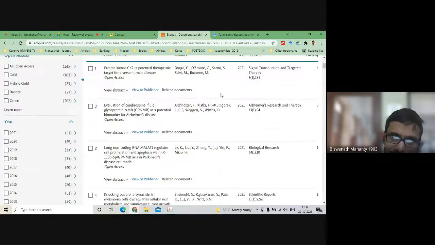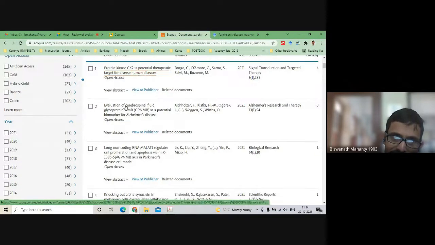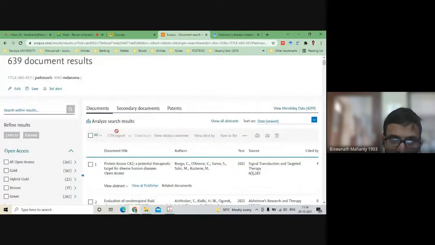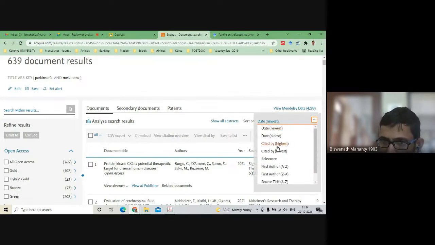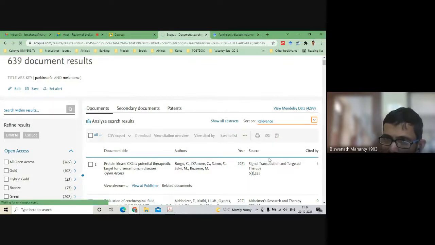I'm also getting these target titles, evaluation of this potential, but because they show the most recent documents first, they try to sort this way, right? Sort on newest. You can sort on relevance also, which is more relevant to the match.